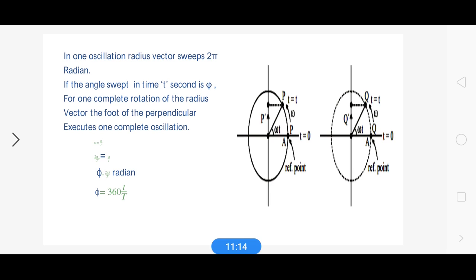So see the slide. The initial position is P and it is shifted to another point P. So the total angular displacement is omega t. So the reference point is P here. So for one rotation it is oscillating, to and fro motion along the vertical diameter.